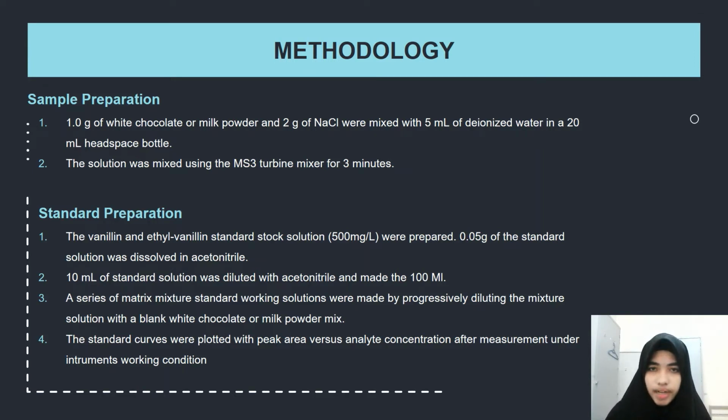For the standard preparations, the vanillin and ethyl vanillin standard stock solution, which were 500 mg per liter, were prepared. 0.05 of the standard solution was dissolved in acetonitrile. Next, 10 ml of the standard solution was diluted with acetonitrile to make 100 ml. A series of matrix mixture standard working solutions were made by progressively diluting the mixture solution with a blank white chocolate mix. The standard curve was plotted with peak area versus analyte concentration after measurement under instrument working condition.